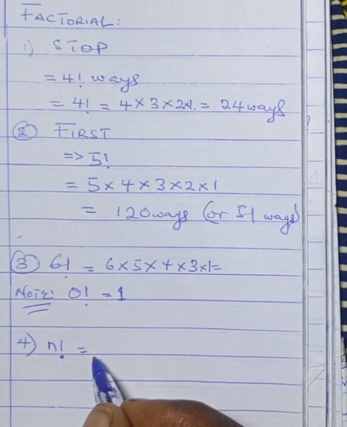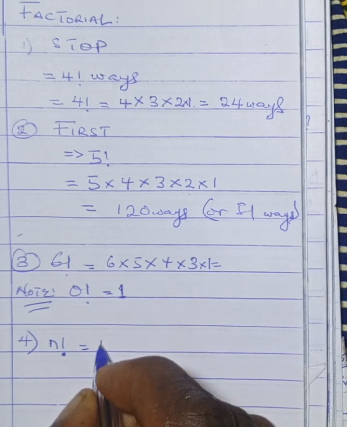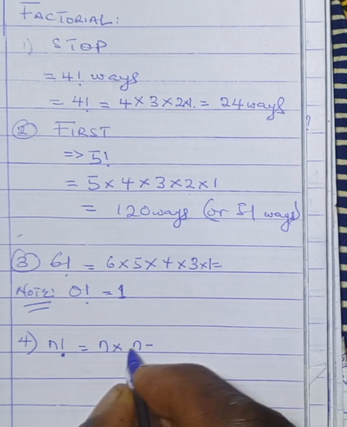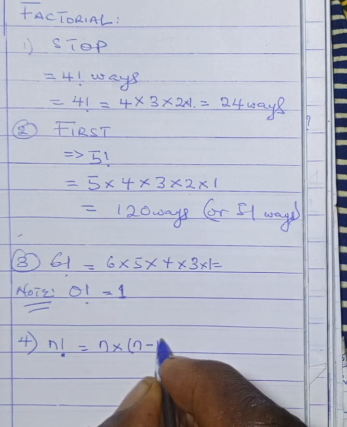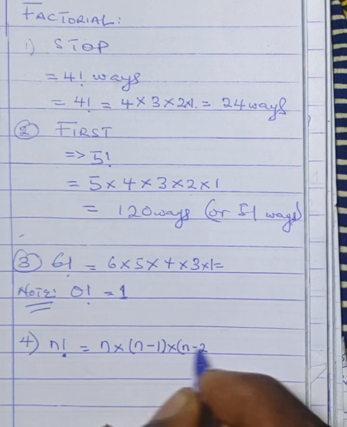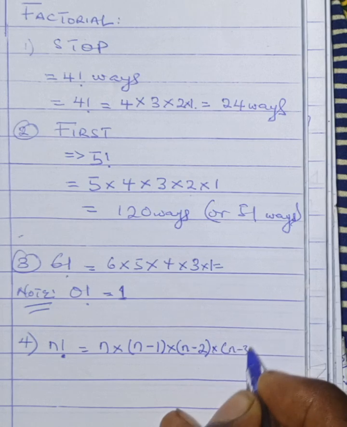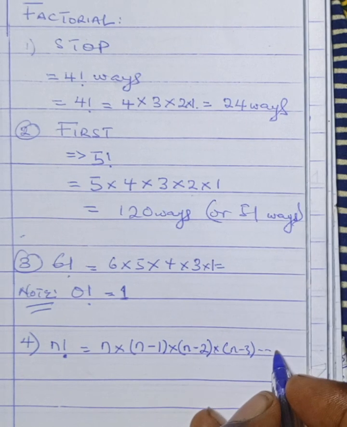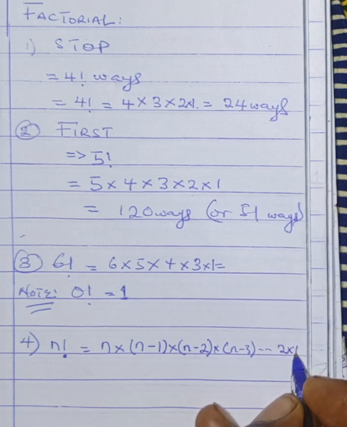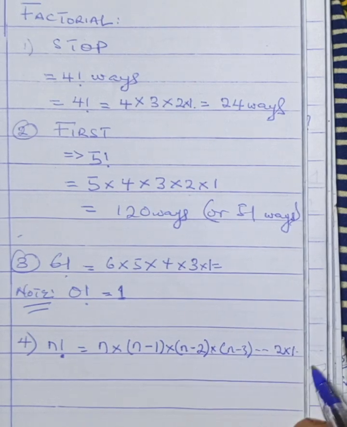So we are going to bring in the same concept here. n factorial is n itself times n minus 1, then n minus 2, then n minus 3, and so on until we get to 2, then times 1. Of course, it ends in that order till 1 factorial.